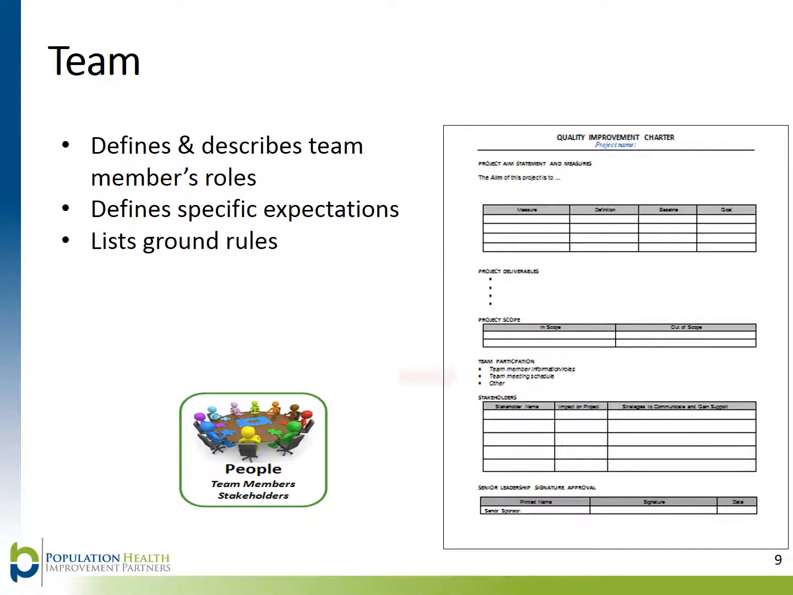The project team section answers the questions, who will carry out the project, and how will we work together to carry out the project? This section helps to clearly identify the team, the specific role and responsibilities of each team member, the expectations of the team, and any ground rules by which the team agrees to operate.